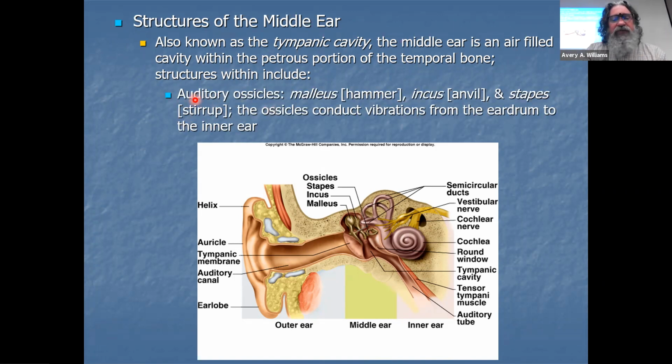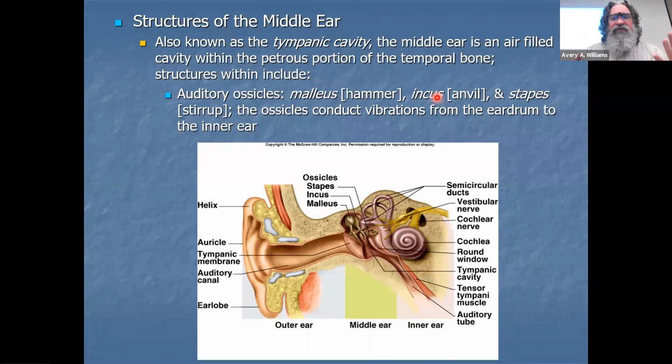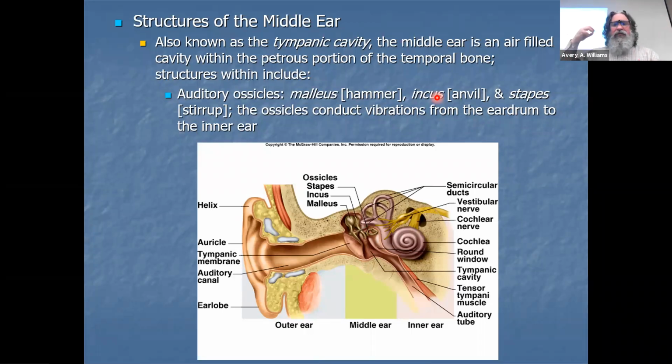Structures in it include, probably the most important things, the auditory ossicles. Of course, auditory or acoustic is for hearing. The word ossicle means little bones, and there are three little bones in there: the malleus, the incus, and the stapes. The word malleus literally means hammer, like a mallet. An incus is an anvil, like what a blacksmith would use a hammer on, making horseshoes or whatever.